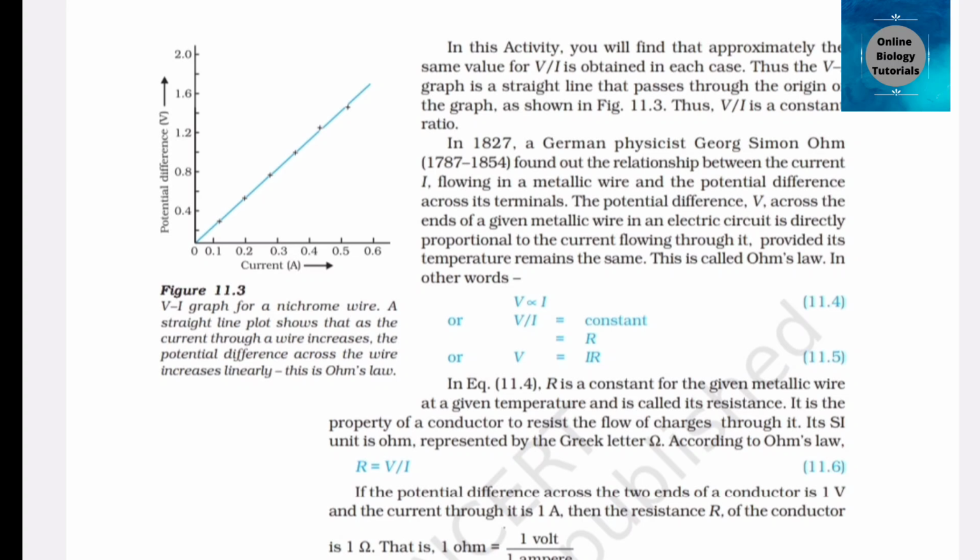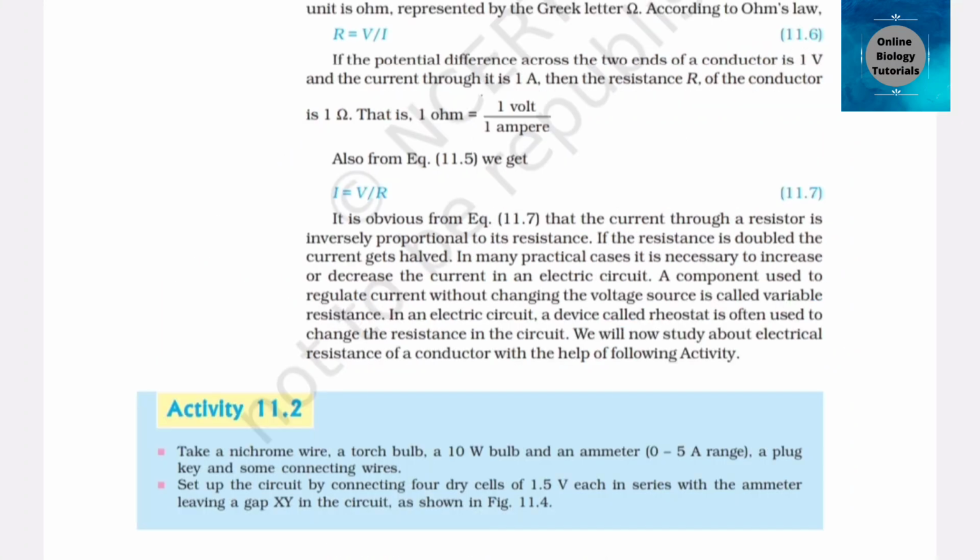The unit is ohm, represented by the Greek letter omega. According to Ohm's law, R is equal to V divided by I. If the potential difference across the two ends of a conductor is 1 V, and the current through it is 1 A, then the resistance R of the conductor is 1 ohm. That is, 1 ohm equals 1 volt divided by 1 ampere.